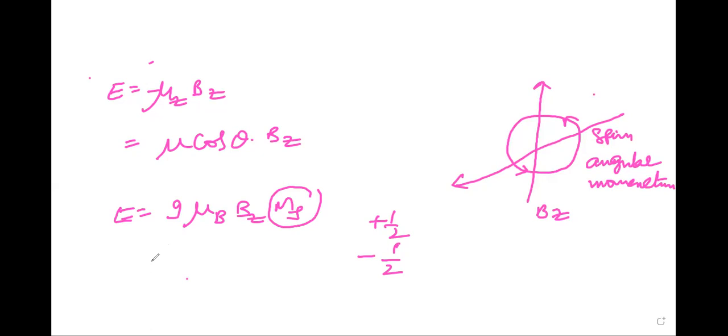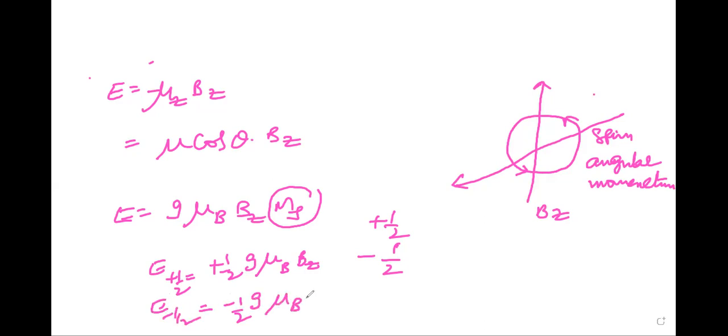So that is E, energy for plus 1 by 2 is equal to plus 1 by 2 g mu B Bz, and in terms of minus 1 by 2, that is minus 1 by 2 g mu B Bz. So here ms equal to minus 1 by 2 corresponds to the lower energy state, and ms equal to plus 1 by 2 corresponds to the higher energy state. Okay, so then this is the magnetic field.